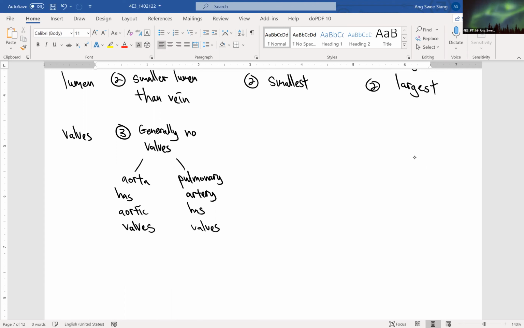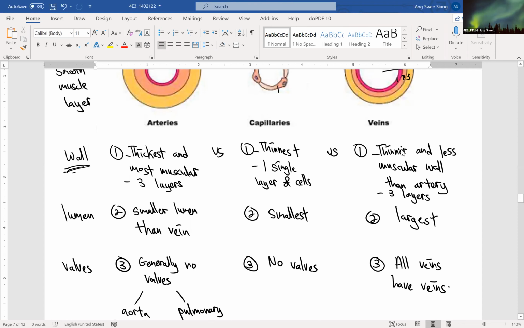Okay, also have valves. Now, then capillaries, no valves, totally no valves. Then number 3, all veins have valves. So these are the 3 differences, we are talking about the structure.